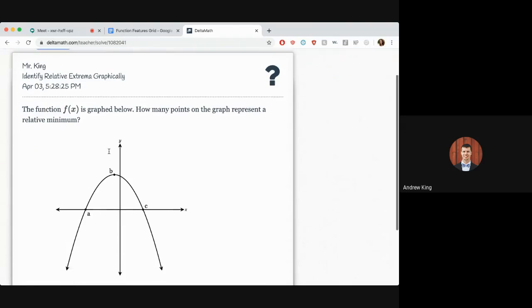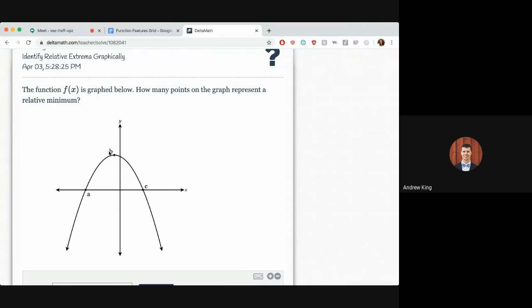So let's start with this one. Function is graphed below. How many points represent a minimum? A minimum is where it changes from decreasing to increasing.